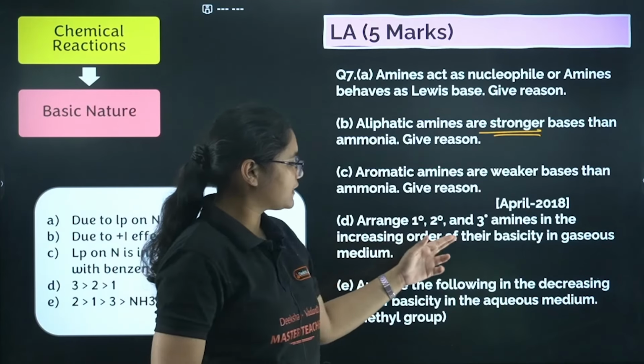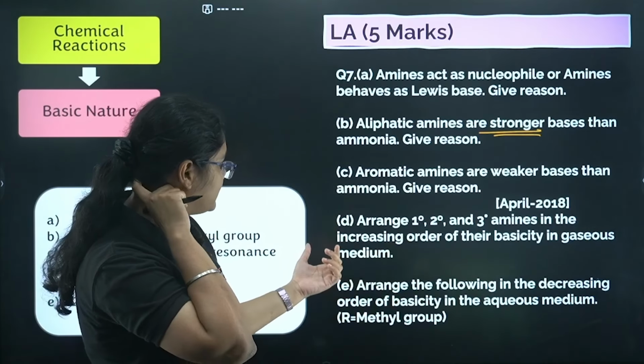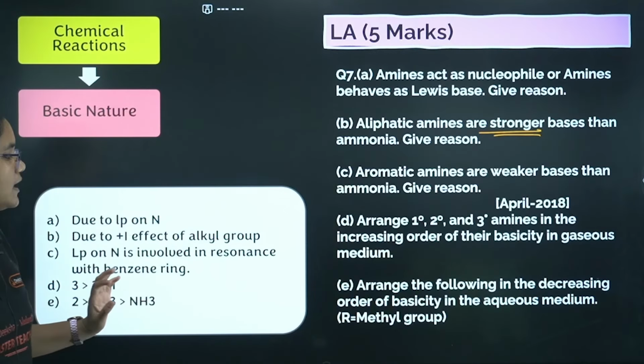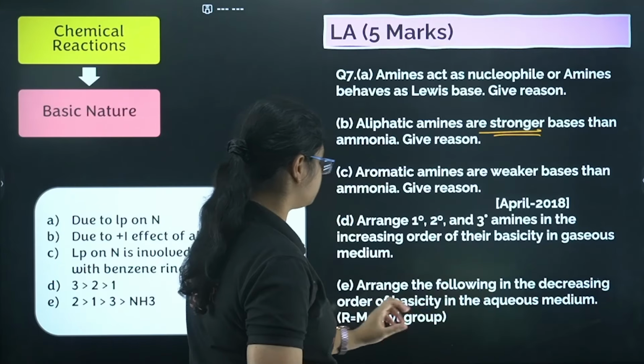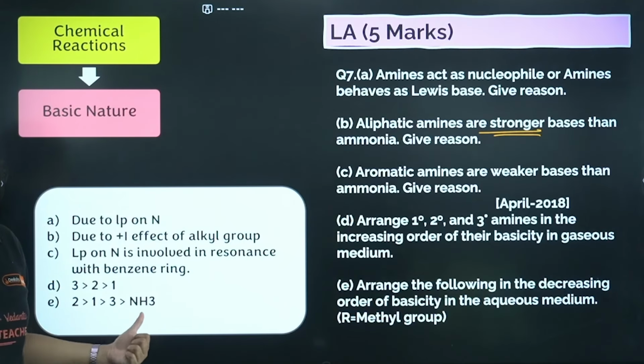Next, arrange primary, secondary and tertiary amines in the increasing order of their basicity in the gaseous medium. In gaseous medium, it is 3, 2, 1. Arrange the following in the decreasing order of basicity in the aqueous medium, where R is the methyl group. So here you will have 2, 1, 3 and then ammonia.